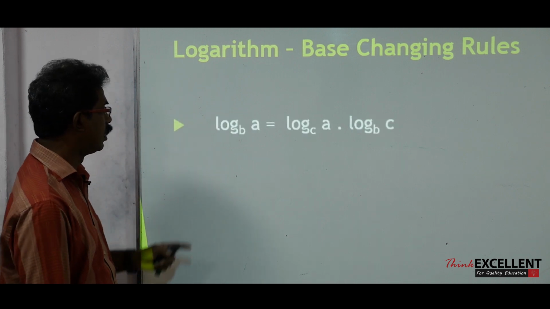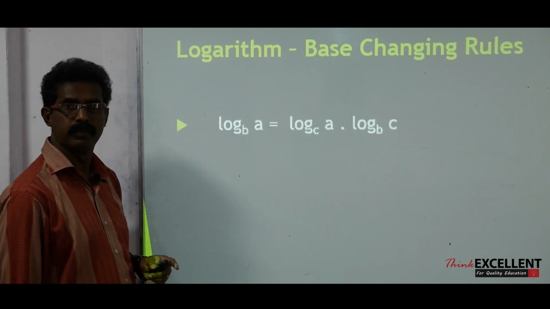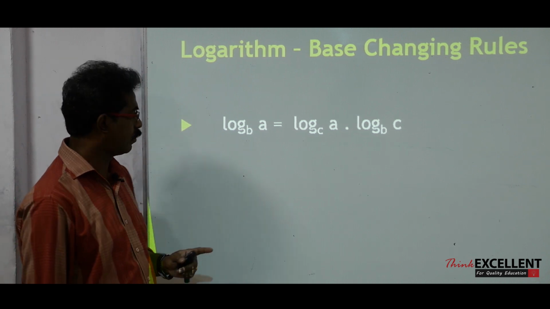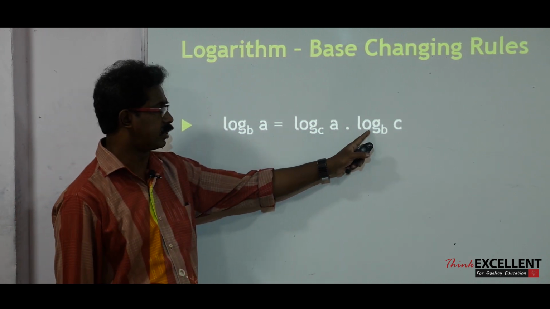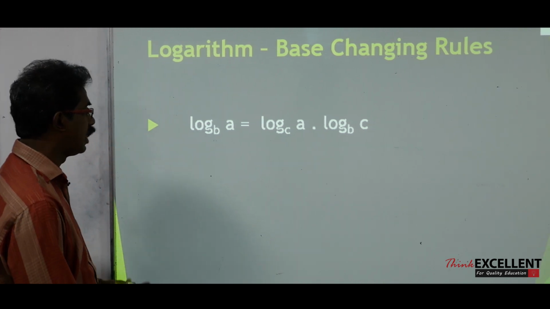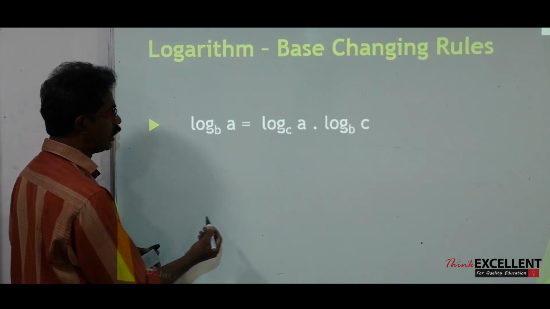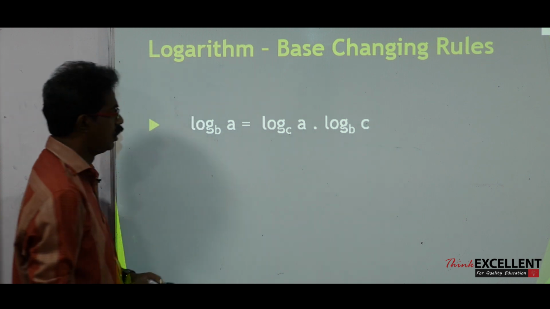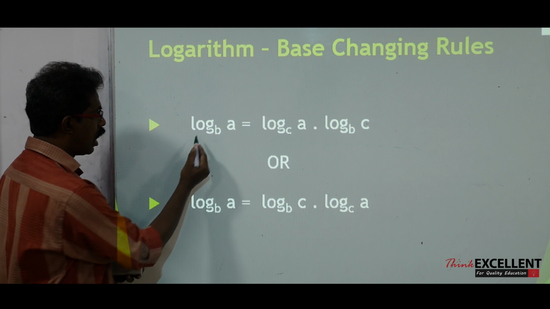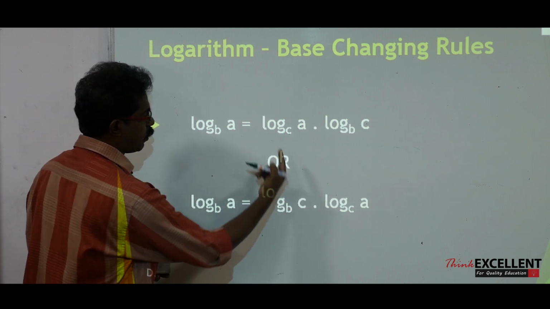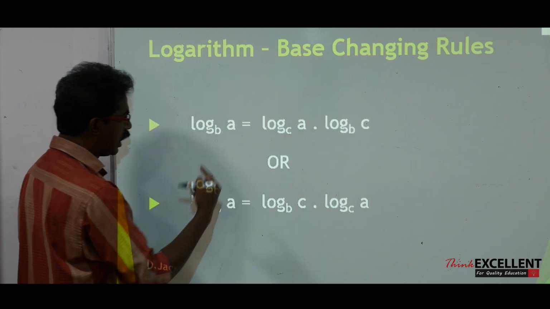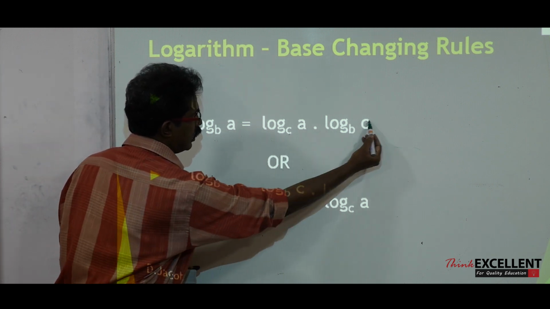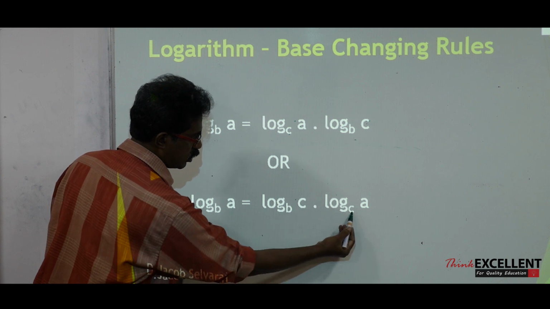Then the next one is the base changing rule. That's a very important thing. Log a to the base b. Suppose you want to introduce the letter c. You write the log two times. The letter you want to introduce, the new letter, you write in these two places or in these two places. So it can be written in two ways. Log a to the base b, you write as a product of two logs. In a cross way you write c, c.